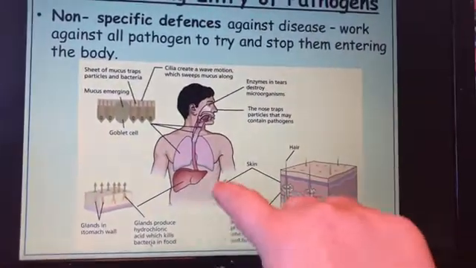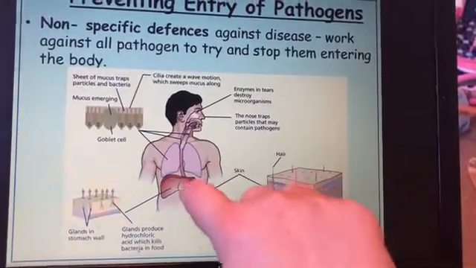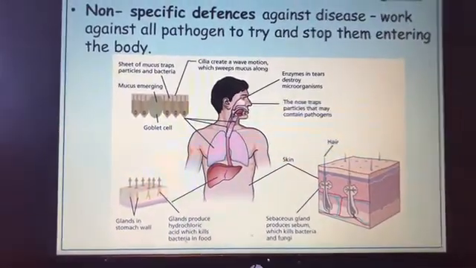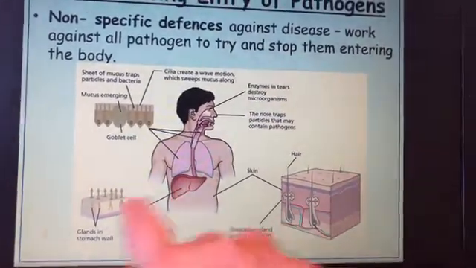So then it goes into the stomach, and the hydrochloric acid in the stomach will actually kill the bacteria. I've just noticed that's pointed to the liver. That's a really bad diagram.